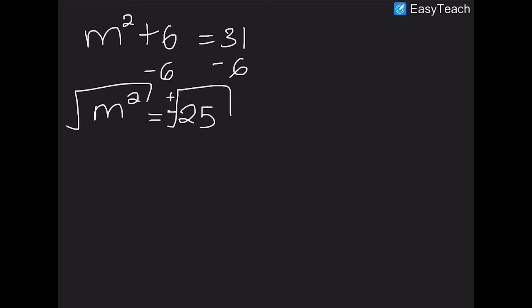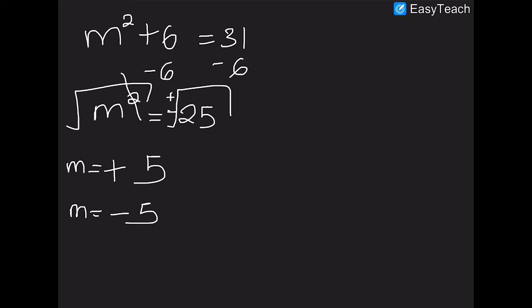In what way? The square roots are going to cancel each other, and the square root of 25 is 5. But we have plus minus in front of it, so it could either be plus 5 or minus 5. So m can equal both of these, and both are right answers. Either one of these would work.